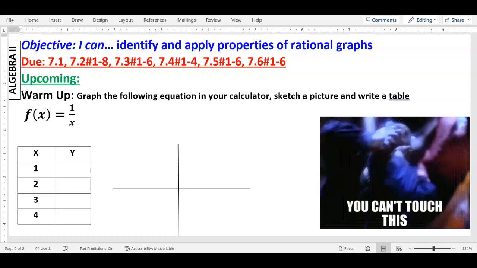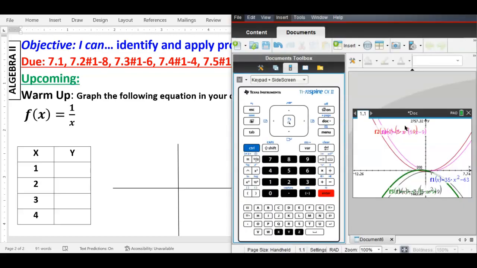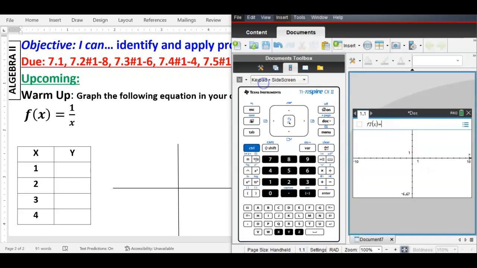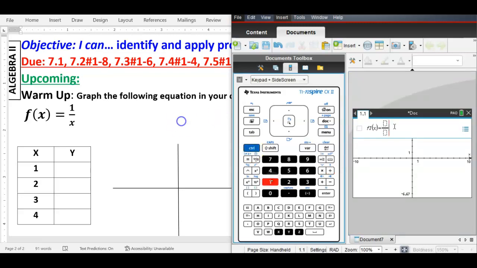So our warm-up is just to graph one and sketch it and get a little table. So can you graph 1 divided by x? Let's try it. Ready? New document, don't save, go to graph. How do I get a fraction bar? Control, divide, right? Control, divide, 1 on top.